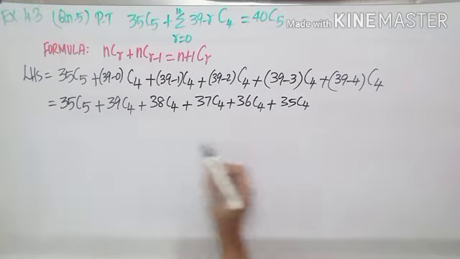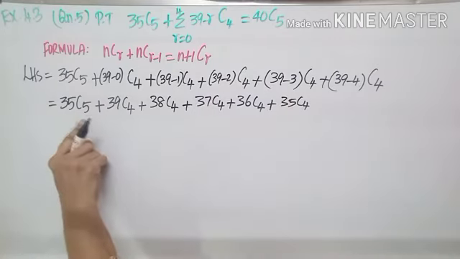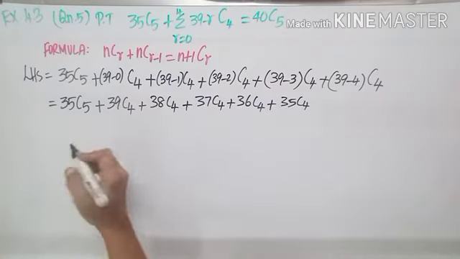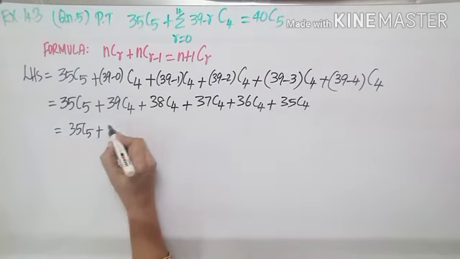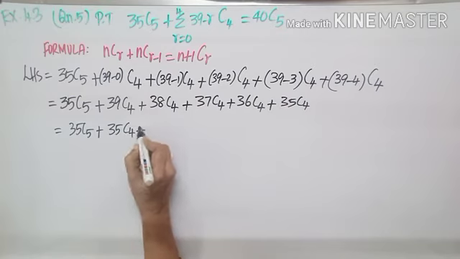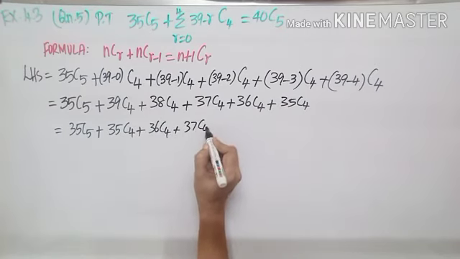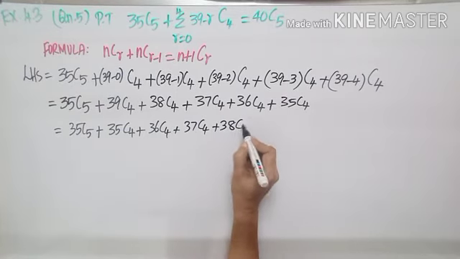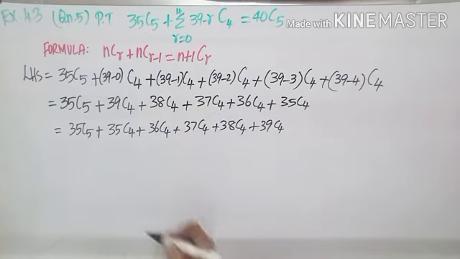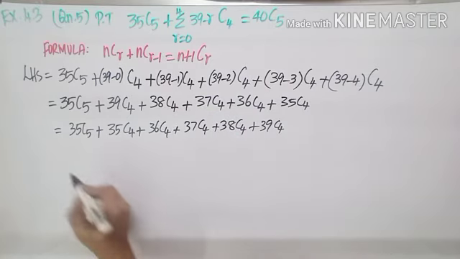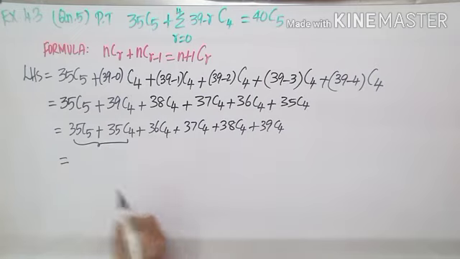Combine these two terms, or we will reverse and write, because 35C5 is coming. Let us reverse the terms. 35C5 plus, write this first, 35C4, 36C4, 37C4, 38C4, 39C4. We are just reversing the 5 terms. Equals to, combining these two.